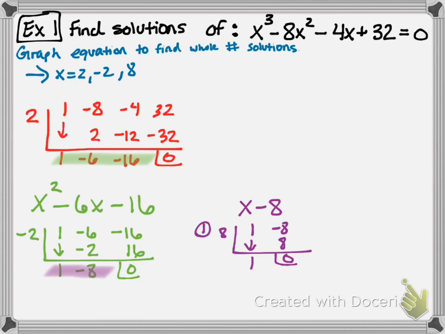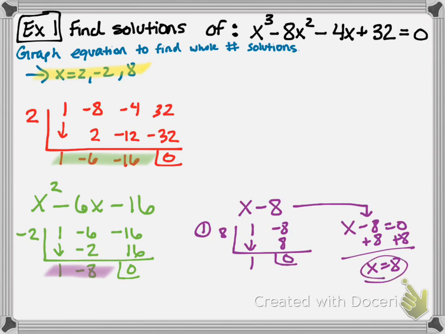So we have proved that x equals 2, negative 2, and 8 are all three solutions. Now, as far as when you get down here to x minus 8, if you just want to say x minus 8 equals 0, we add 8, x equals 8, I'm totally fine with that. You have to prove to me that they are zeros.